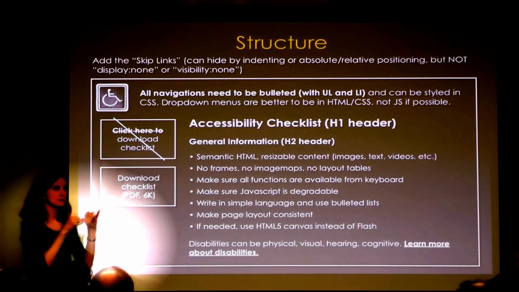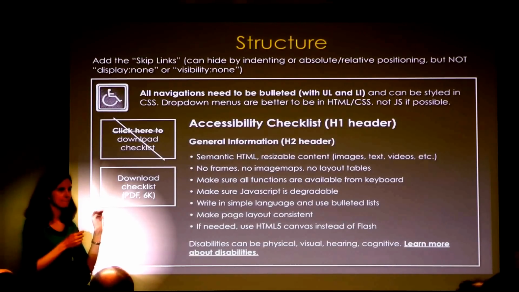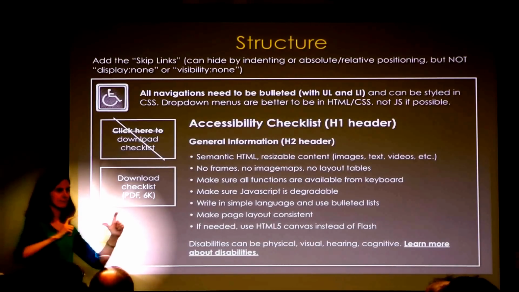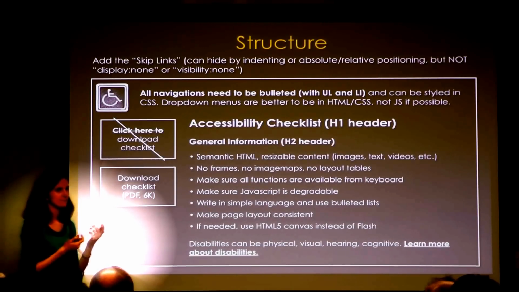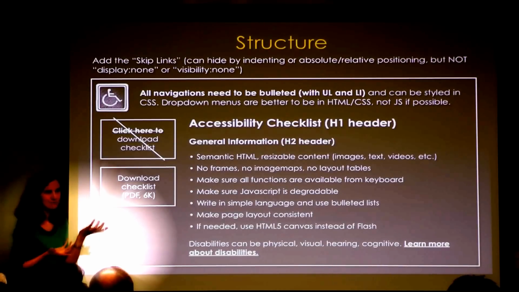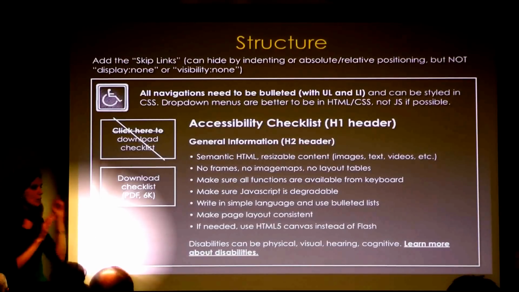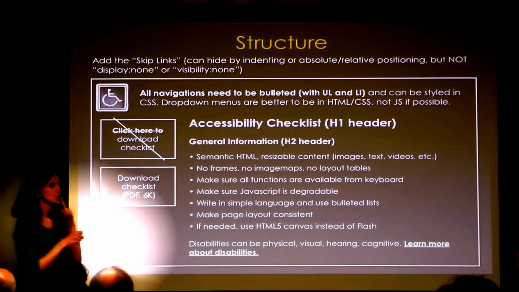For the content text, make sure that it can be resized in terms of a percentage or in terms of em. This way people who have low vision, who have some vision but can't see very well, can resize the text. And similarly on mobile devices. Don't have frames, image maps, or layout tables. Those are very hard for screen readers to detect.